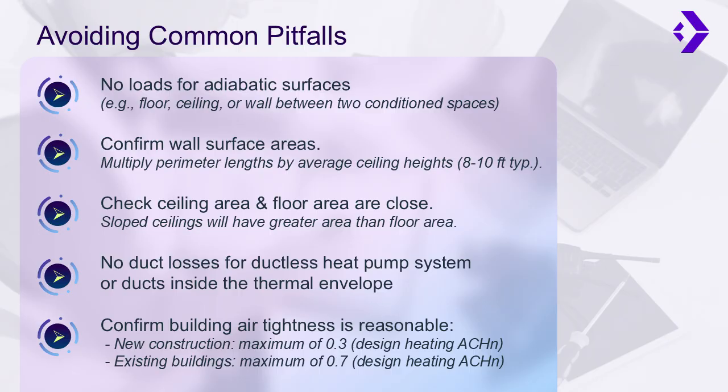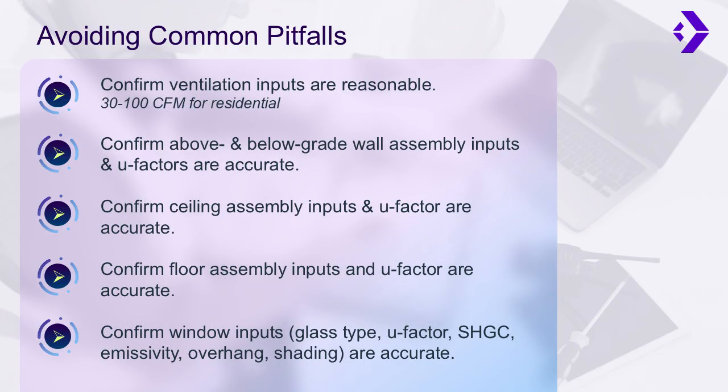For ductless heat pump systems, confirm that no duct losses are included. Also, for ducts inside the thermal envelope, make sure there are no duct losses. Additionally, ensure that the building's air tightness is reasonable. For new construction, the design heating ACHN should be a maximum of 0.3, while for existing buildings, it should be a maximum of 0.7. Ventilation inputs should also be reasonable, typically between 30 to 100 CFM for residential buildings.